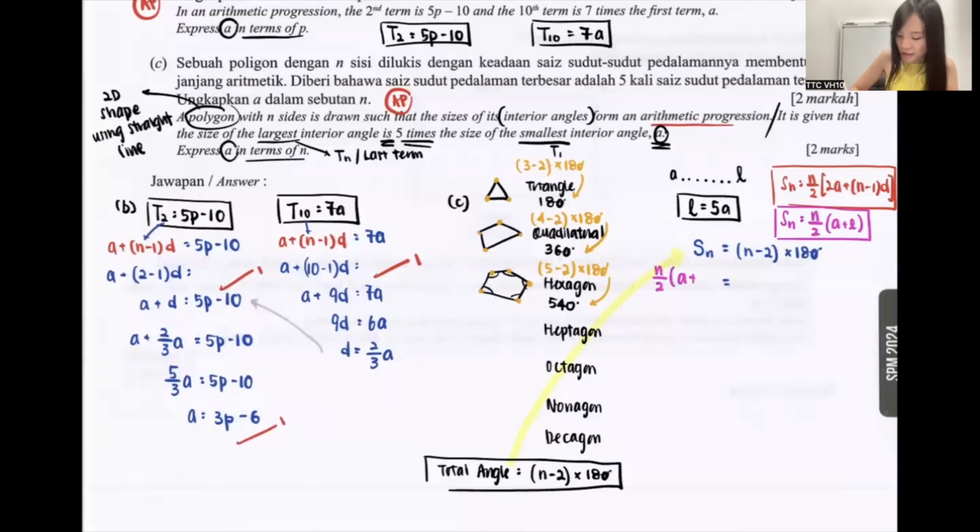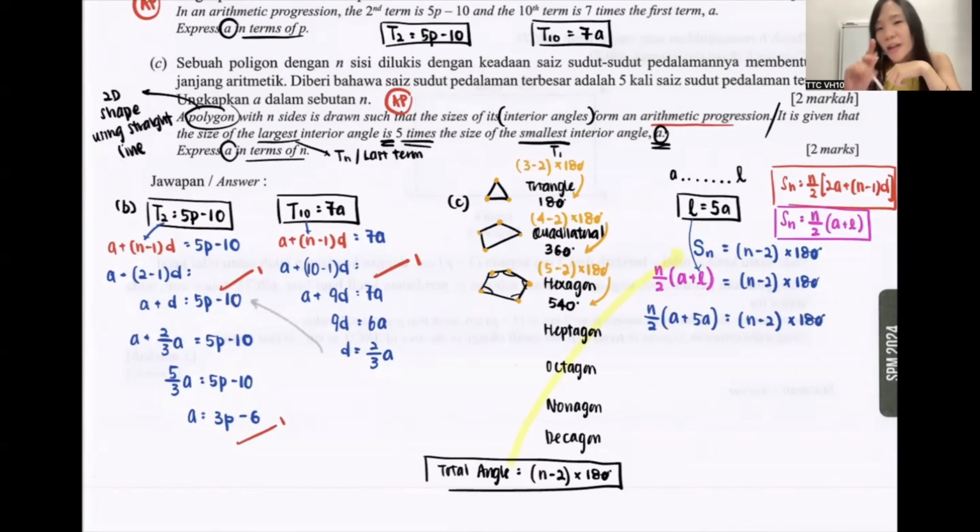So isn't it that I can say this particular formula is equivalent to this particular formula? Because both are talking about the total angle. One uses our AP formula to find the Sn, and the other is based on the geometry formula to find the Sn. So now let's substitute whatever I have. n, how much? I don't know. a, how much? I don't know. But L I know, L is always 5 times my a. So this one, isn't it n minus 2 times 180?